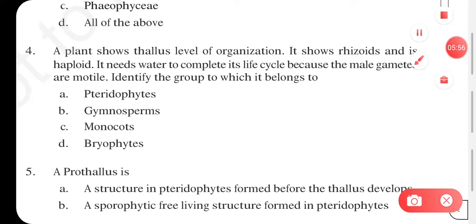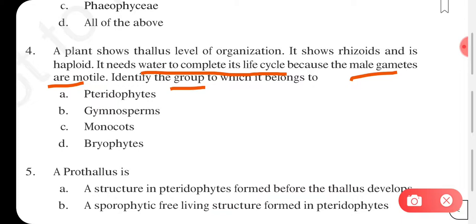Okay, it needs water to complete its life cycle because the male gametes are motile. Identify the group to which it belongs. So where you see the presence of water is very important to complete the life cycle, that happens in case of bryophytes. Bryophytes are called the amphibians of the plant kingdom, right?